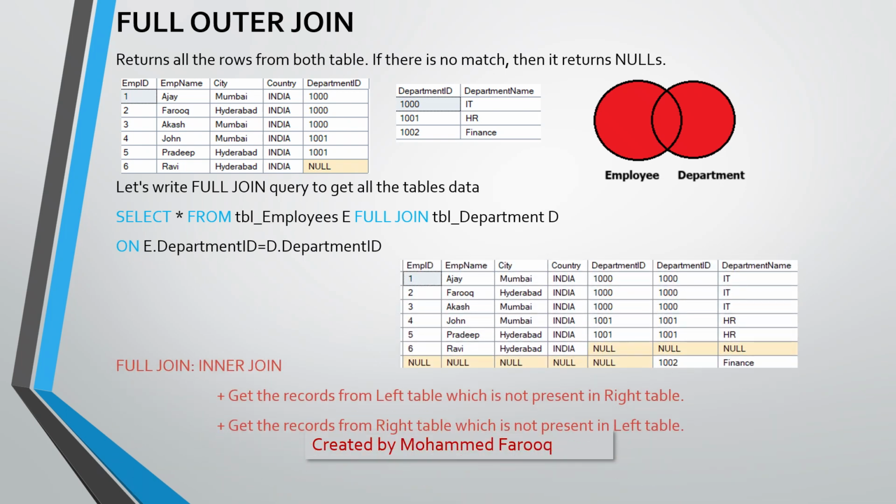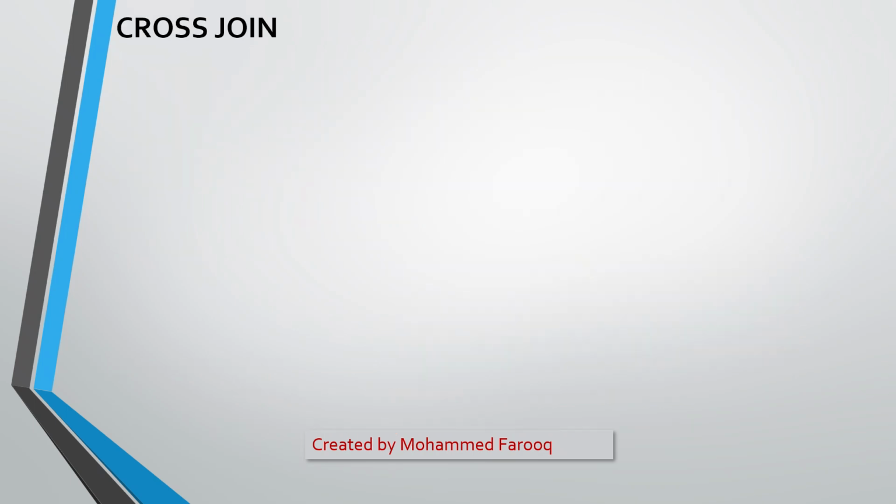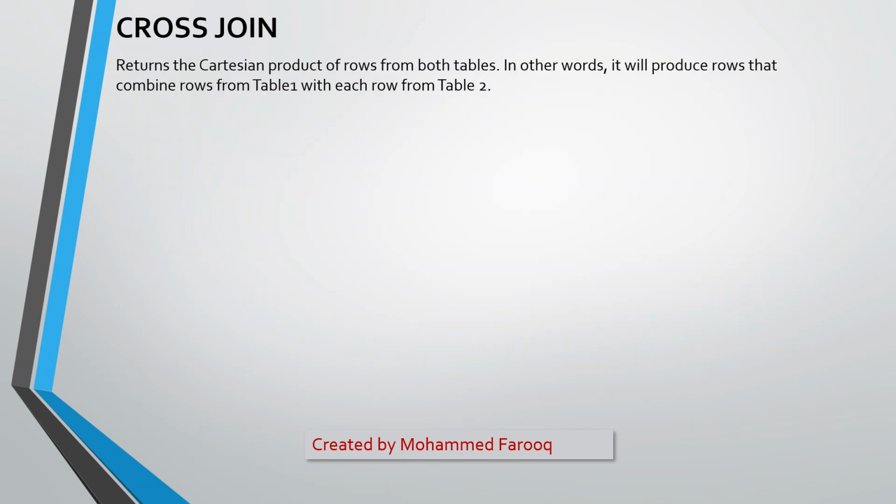So if you look into the result, what we can say is that it performed inner join and then it displayed all the data from the left table which is not present in the right table, and then got the result from the right table which is not present in the left table. So from this example, what we can say is that full join is nothing but inner join plus left join and the right join.